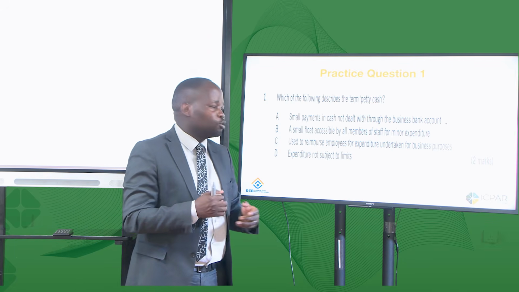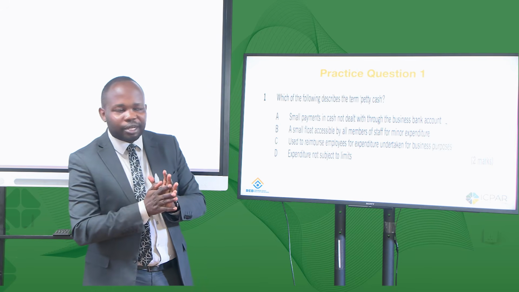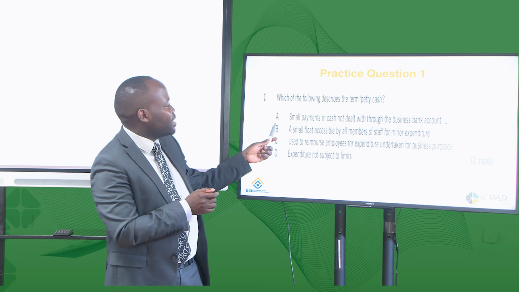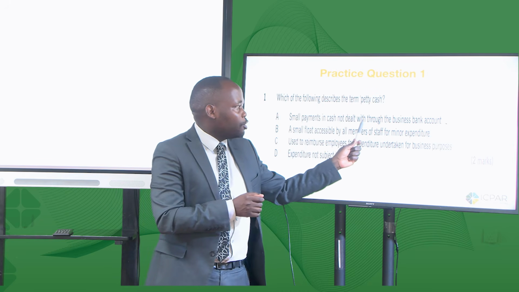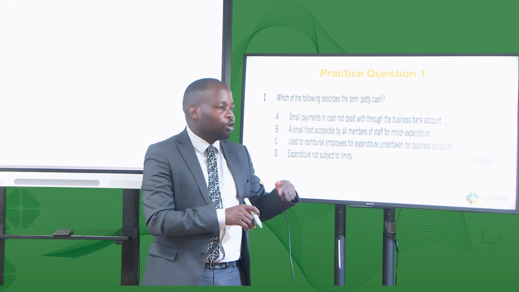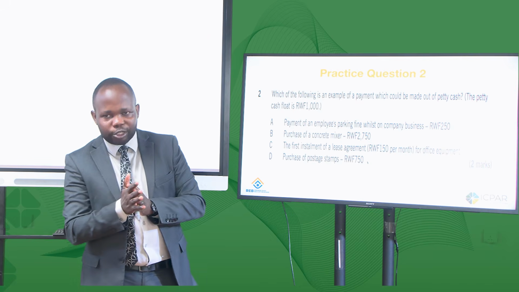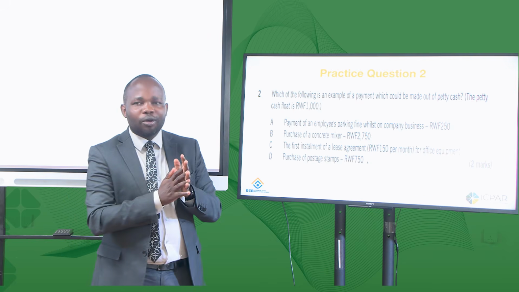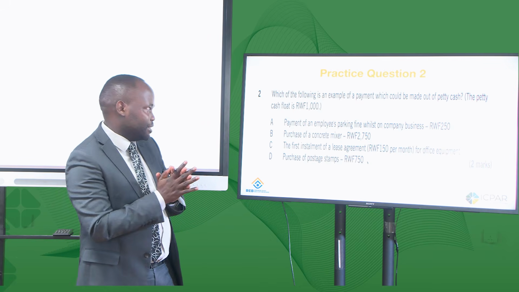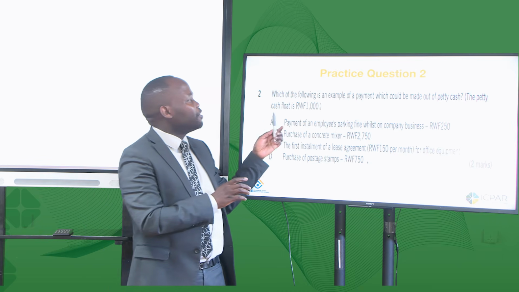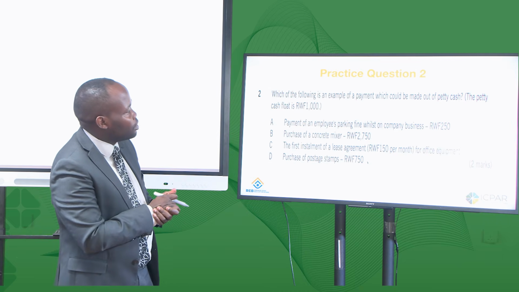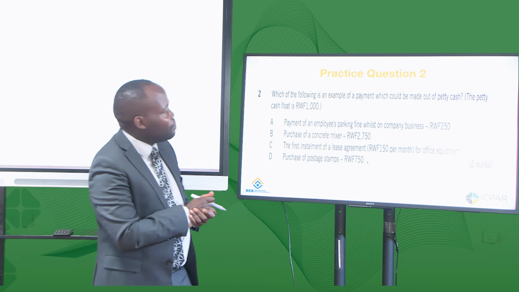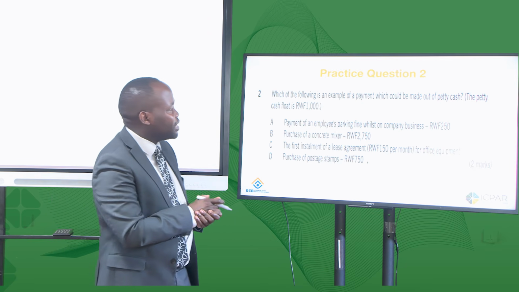D: Expenditure not subject to limits. All petty cash must be subject to limit. So our answer is A. Petty cash is small payments in cash not dealt with through the business bank account. Let's look at the second example. Which of the following is an example of a payment which could be made out of the petty cash?